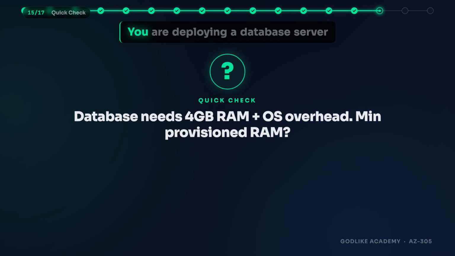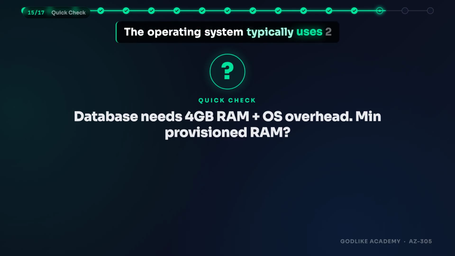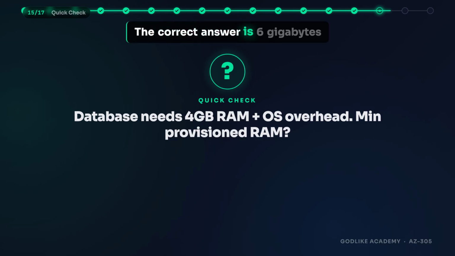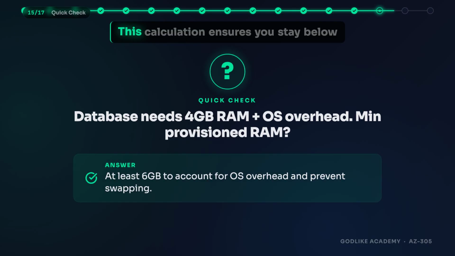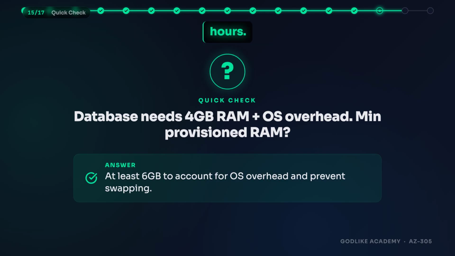Let's check your understanding. You are deploying a database server that requires 4 GB of working memory. The operating system typically uses 2 GB. What is the minimum RAM you should provision to avoid performance issues? The correct answer is 6 GB plus a 20% buffer for background processes. This calculation ensures you stay below the critical memory threshold during peak query loads. Failing to account for this overhead will trigger automatic restarts and corrupt your transaction logs during high-demand business hours.